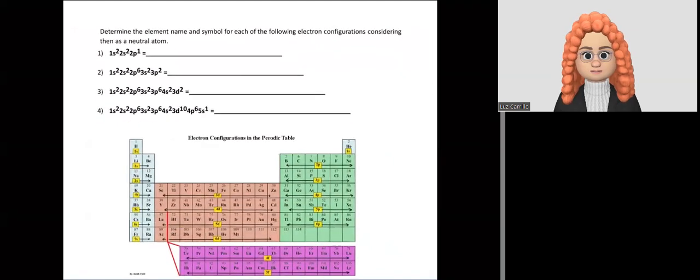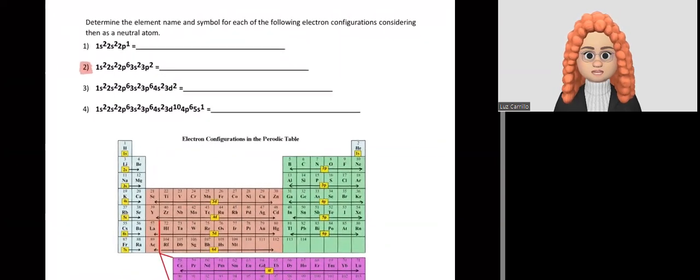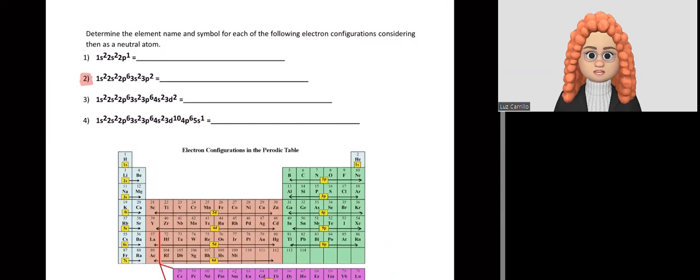Now, if you're given specifically an electron configuration, you can determine the name and symbol for the element that it pertains to. So I'm going to do specifically problem number 2, so we can see how we can actually do this utilizing the periodic table. So here it establishes that this element is going to have the electron configuration 1s2, 2s2, 2p6, 3s2, 3p2.